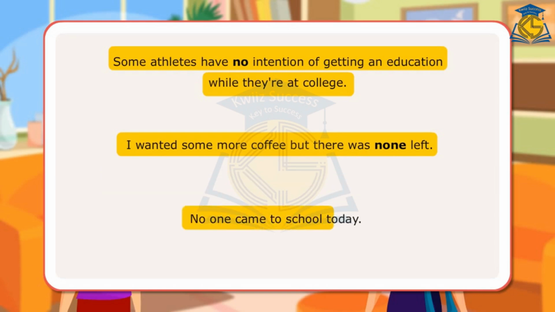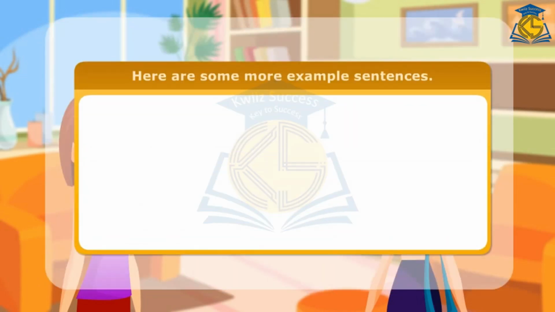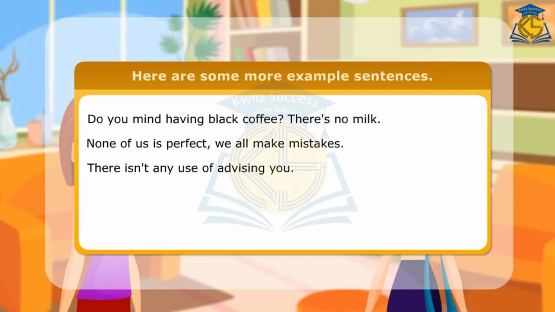No one came to school today. Here, no means to say 0 pupils came to school. Here are some more example sentences. Do you mind having black coffee? There's no milk. None of us is perfect. We all make mistakes. There isn't any use of advising you.